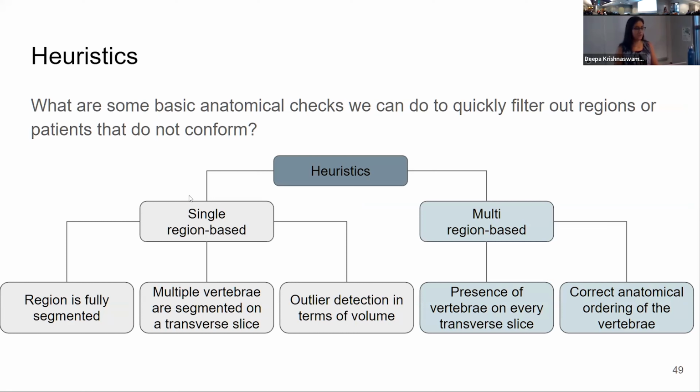So for instance, say we're analyzing the volume of the liver. We don't want to analyze patients where the liver has actually been cut off because the scan ended. We want to make sure it's fully segmented. We also looked at many things to do with the vertebra because we have all the vertebra as separate segmentations in this particular model. We also want to do some outlier detection. And so I'll go into these and how we use these to filter out some cases.